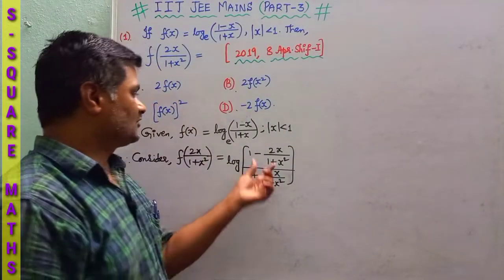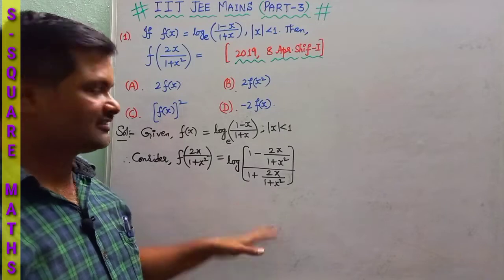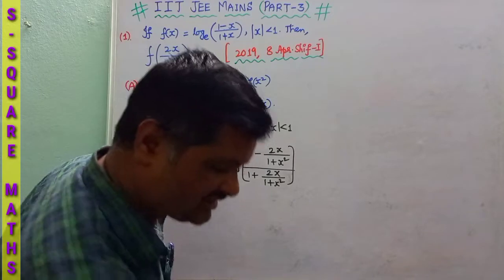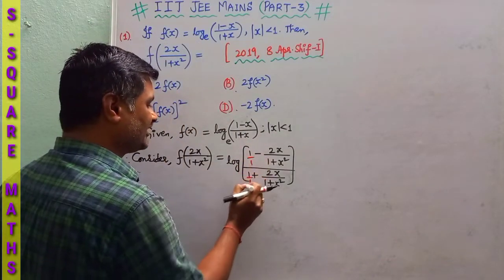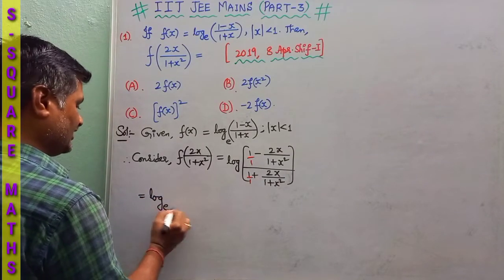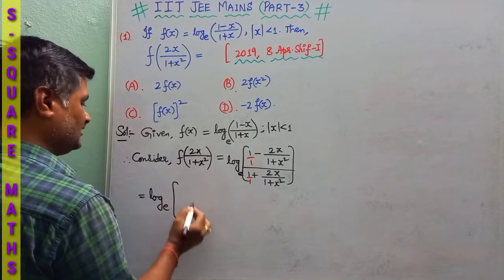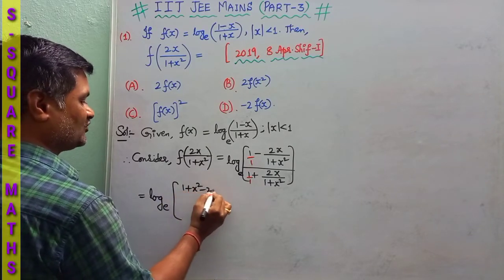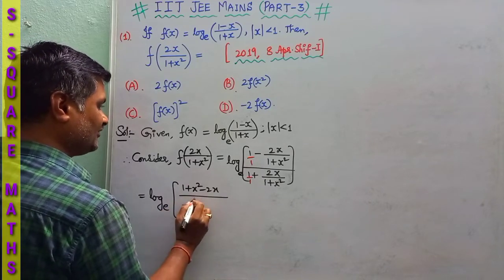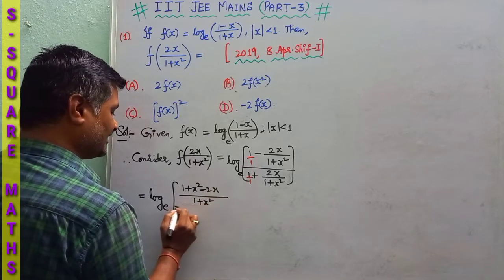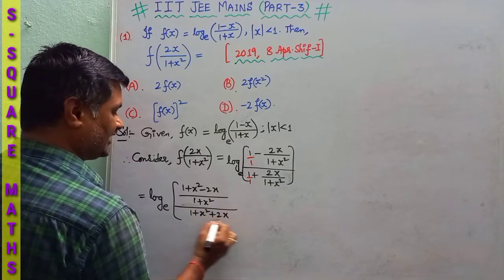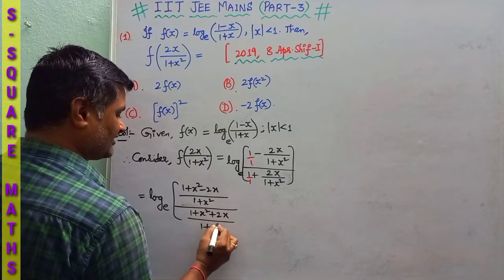Now you have numerator and denominator, both are fractions. So simplify the numerator and denominator separately, taking out the LCM. What will I get here? Log with respect to the base e of [(1 plus x square minus 2x) by (1 plus x square)] by [(1 plus x square plus 2x) by (1 plus x square)].